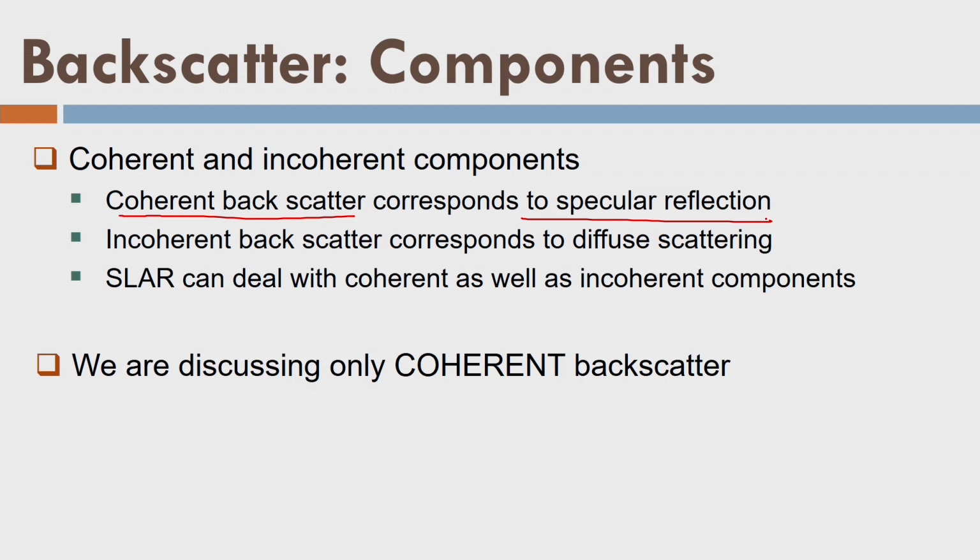What is a specular reflection? A directional reflection, or reflection in a certain direction, is called specular reflection. The incoherent backscatter corresponds to diffuse scattering, that is, scattering happens in all directions. For example, like this. From a given surface, power is reflected in all directions because they are incoherent. This is the characteristic of incoherent and coherent backscatter.